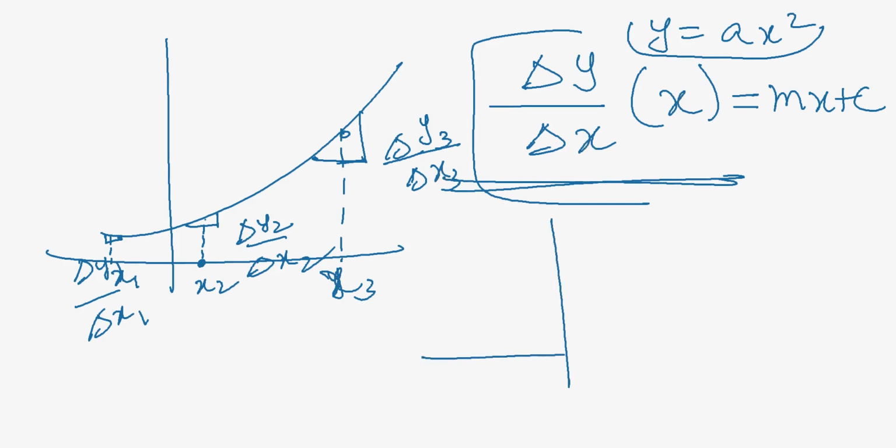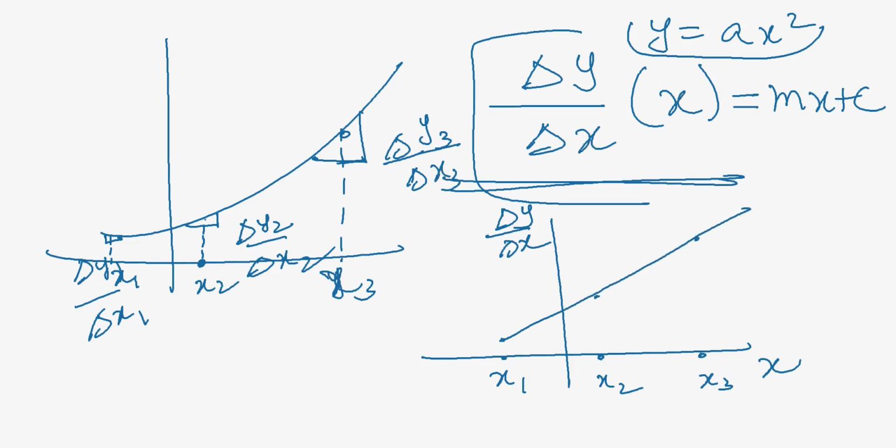So you can have a graph of delta y by delta x with respect to x. You have the x1 point, the x2 point we took, and the x3 point. Then this will have a small value, this will have another value here, and this will have a higher slope. When you connect them, this will fit a straight line.